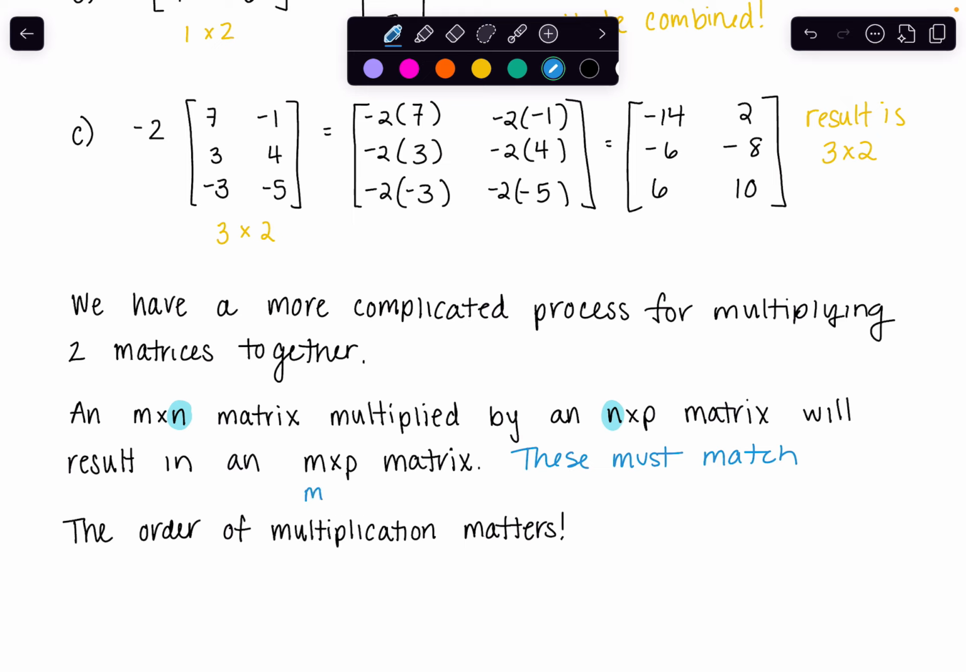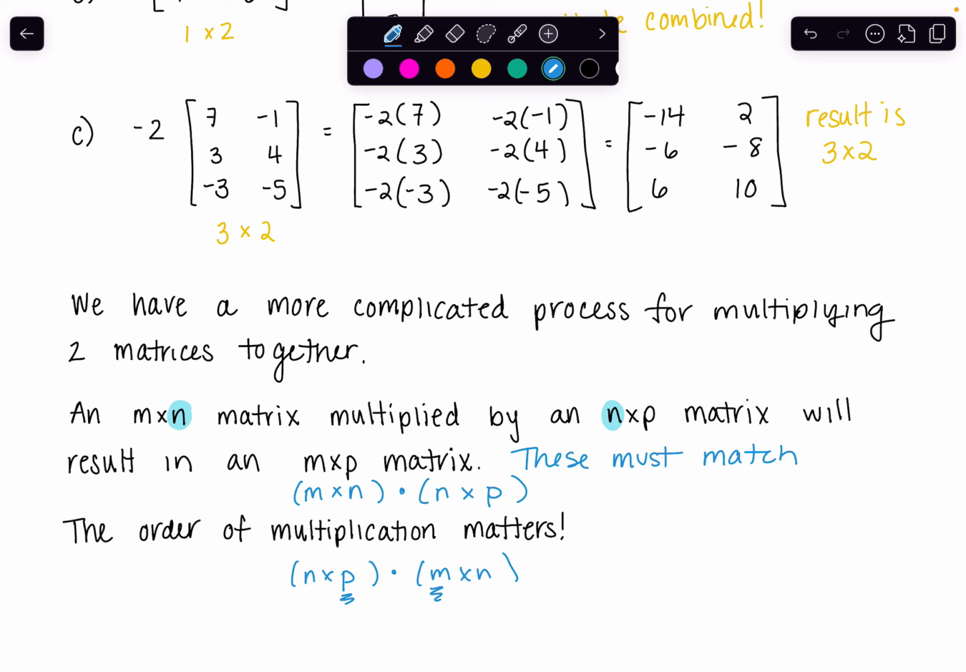So essentially, if I'm taking an m by n and I'm going to multiply it by an n by p matrix, these inner dimensions have to match, and the result is going to be m by p, okay? So the order does matter, because if I tried to flip this and do n by p times m by n, these don't match, and we aren't able to multiply those two. So the order matters, and you can't just reverse it. It might not work, okay?